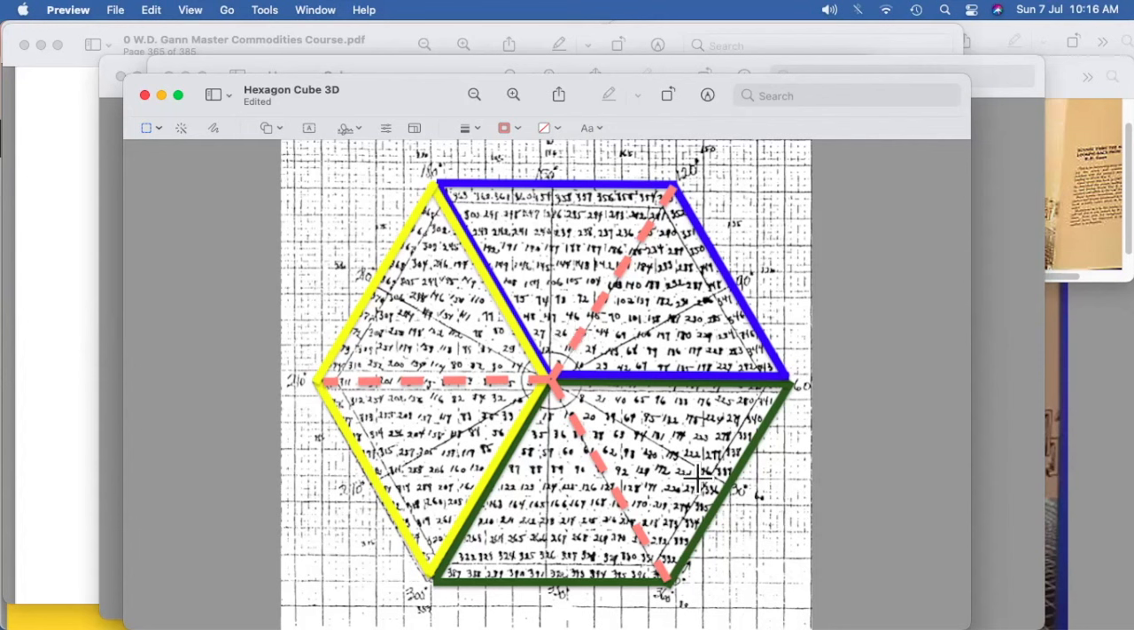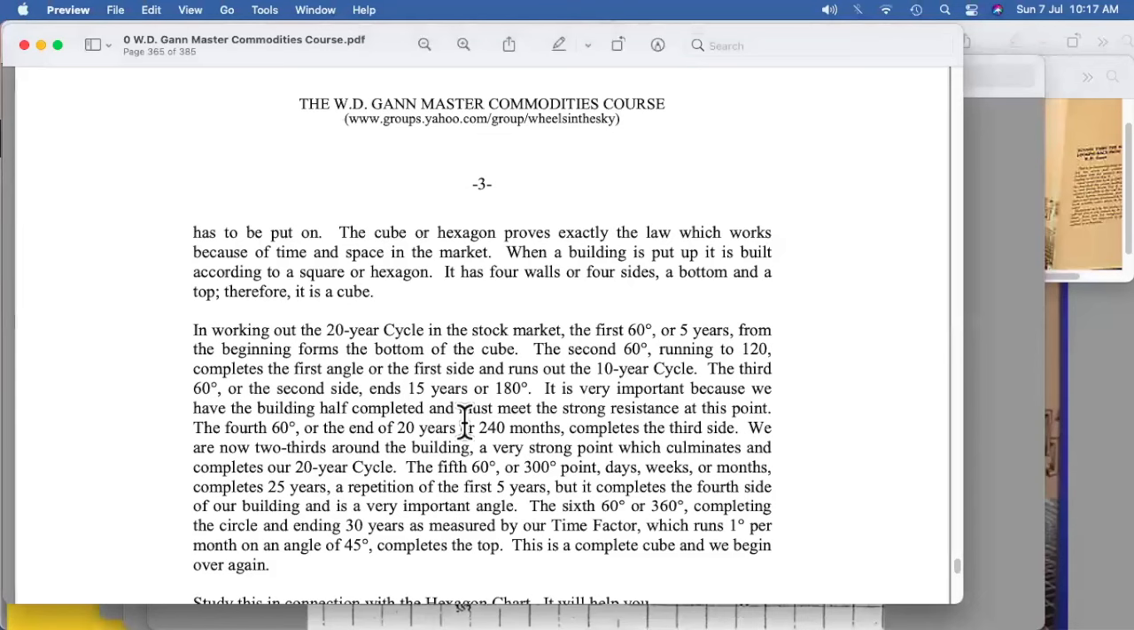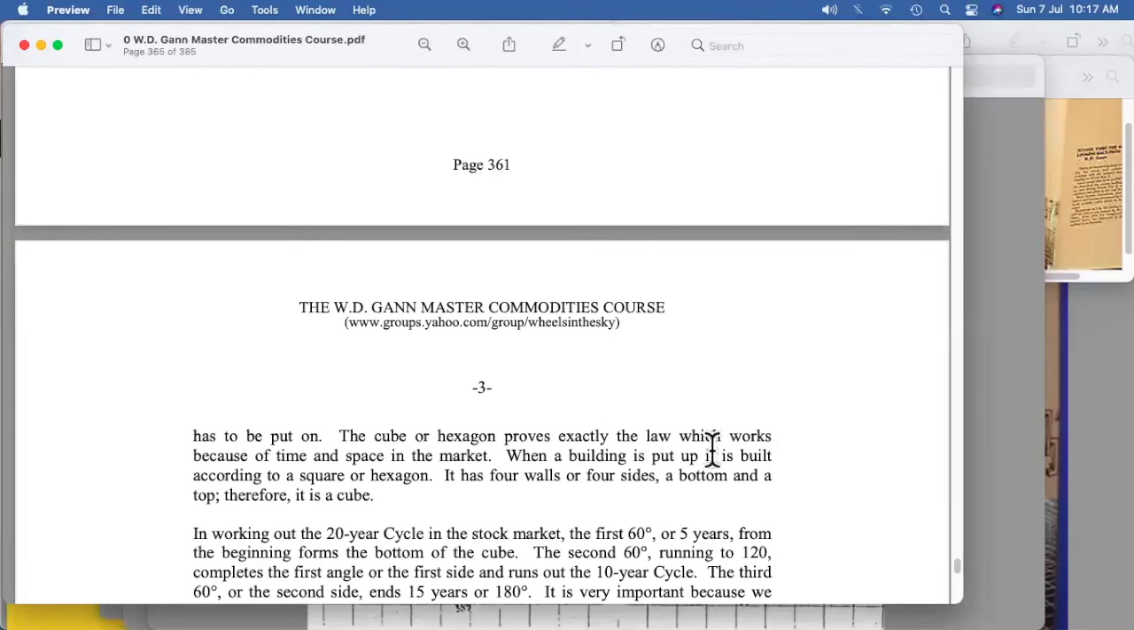So this looks more like a three-dimensional figure, which we always see as a two-dimensional figure. If you see it as a two-dimensional figure, you'll only find a hexagon. But if you look at the three-dimensional figure, with the dotted lines shown on the back side, this is where he's talked about the hexagon and the cube together. And he has very clearly mentioned over here, the cube or hexagon proves exactly the law which works because of time and space in the market.